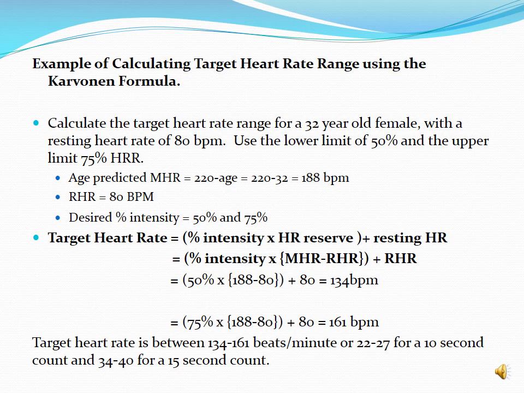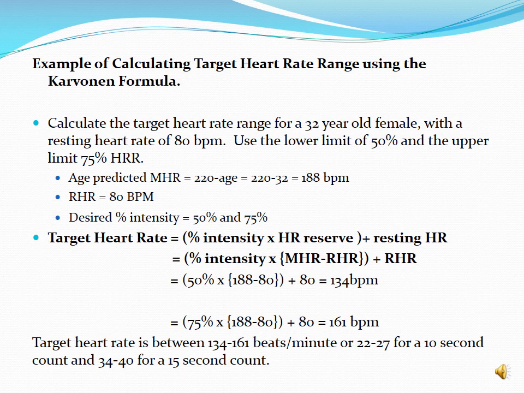And now we're going to figure out their desired percentage intensity. So we do percentage of intensity multiplied by your heart rate reserve. Once you have that number, you add back in your resting heart rate. It's very important that you do that first step before adding back in that resting heart rate. This is where people go wrong. So you do percentage intensity. We've said that's going to be 50% multiplied by your heart rate reserve. So in her case, that's 188 minus 80, and then you add back in 80.